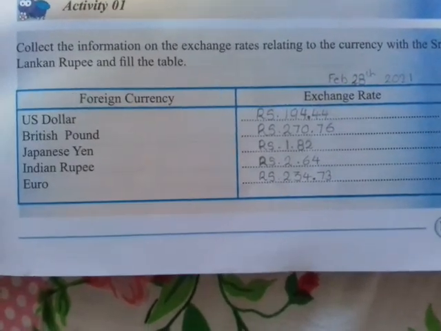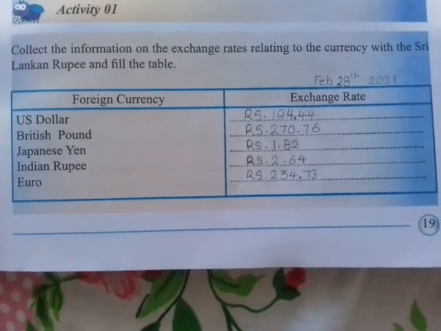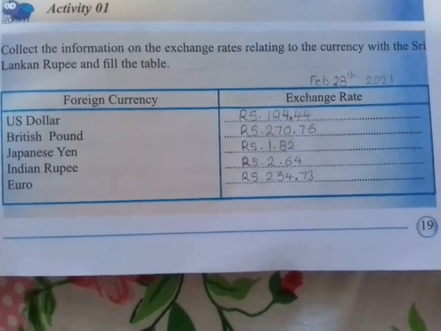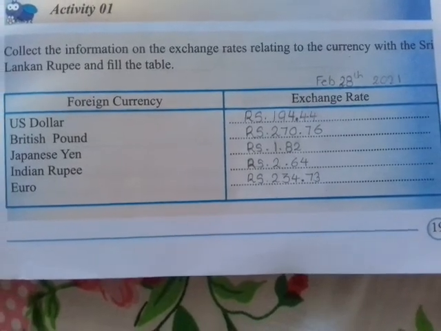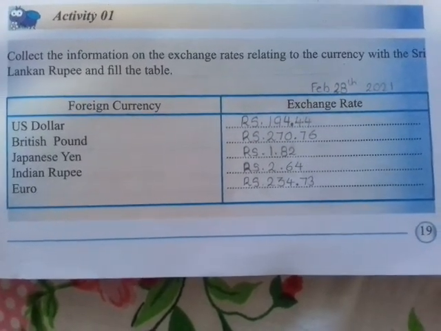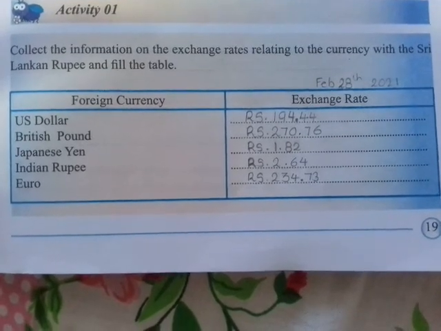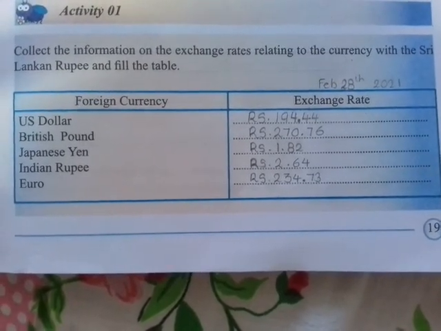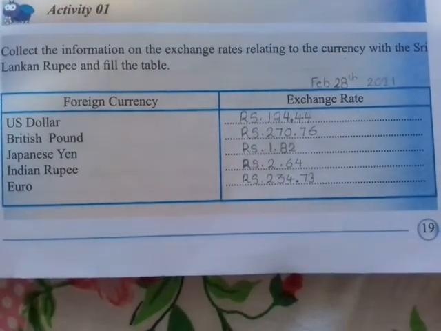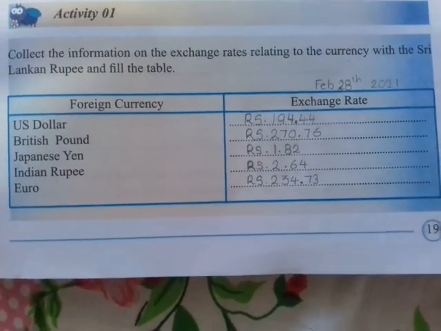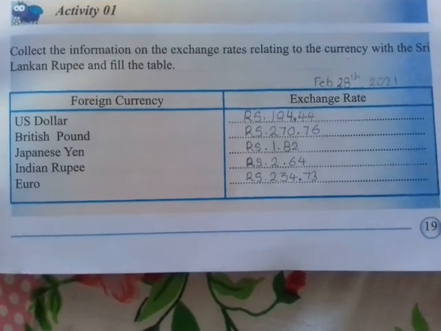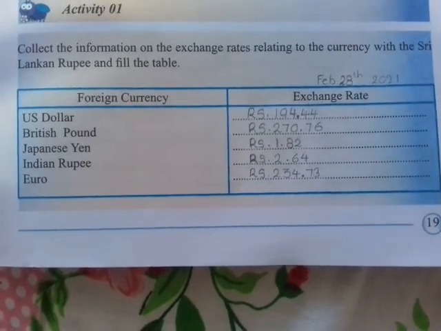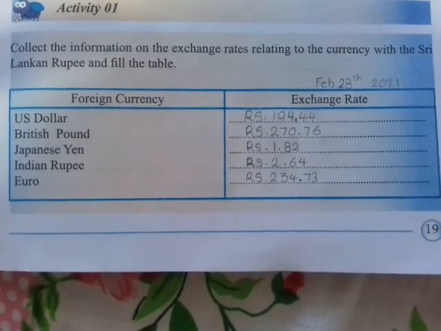Another thing you should keep in mind is that this exchange rate is changing day by day. Here I have given you February 28, 2021, that means the exchange rate of today. But if you go and check after 2 or 3 days, then this might have changed by maybe 1 rupee. It could have decreased or increased. There must be a slight difference, but you must remember that this exchange rate is changing daily.